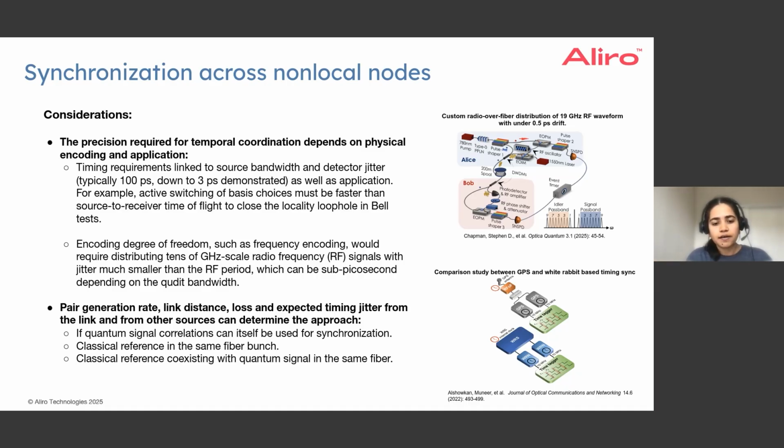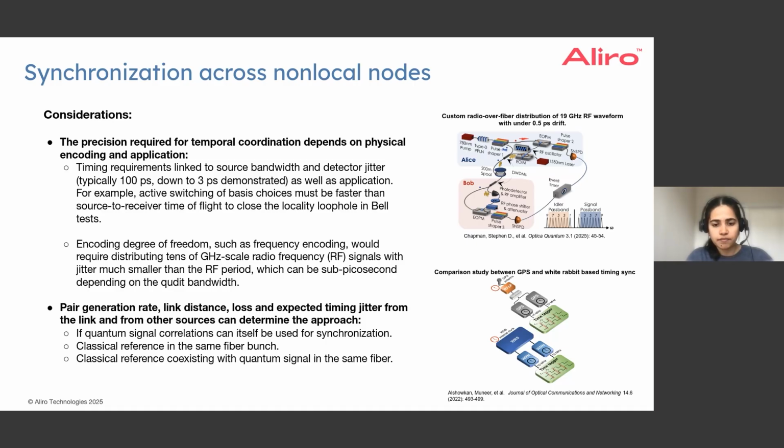So, with that in mind, if enough correlated photon pairs actually reach the end nodes so that the quantum signal itself can be used for synchronization, that's a great choice, and that can be helpful because it can reduce the amount of additional hardware that might be needed. On the other hand, a classical reference could be used either in a separate fiber or the same fiber, depending on the level of drift that is expected and whether it's repeatable in another fiber.